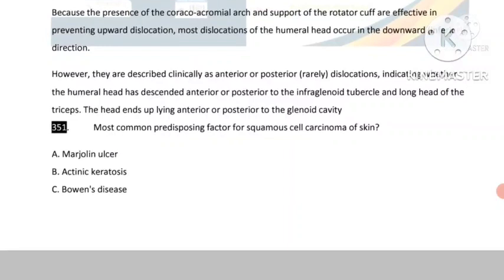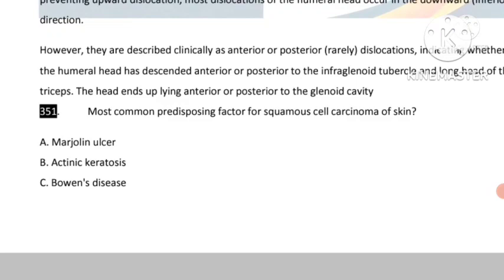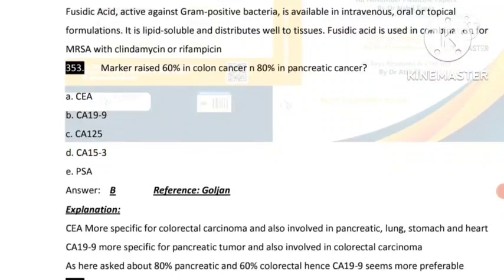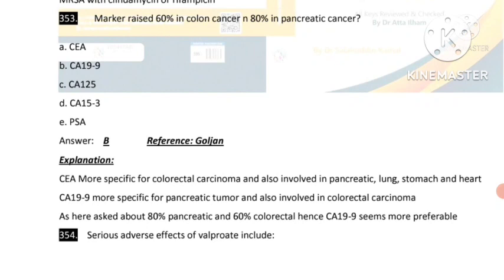Point number 351, most common predisposing risk factor for squamous cell carcinoma of the skin is Bowen disease. C is the right option. Point number 352, drug of choice for MRSA is fusidic acid. Point number 353, which of the following tumor marker raised in 60% of colon carcinoma and 80% in pancreatic carcinoma? This is CA 19-9, beta is the right option.